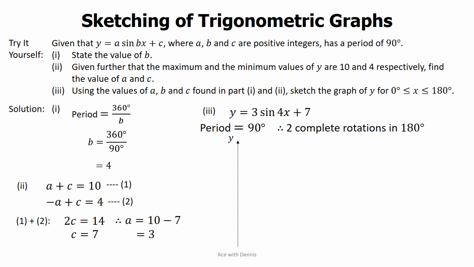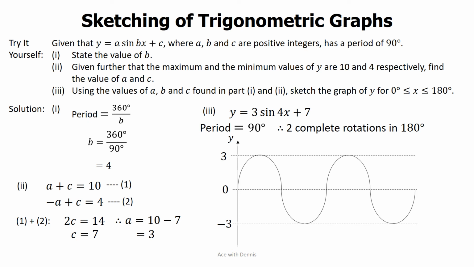Okay, now we can start to draw the graph. We draw the dotted line because there is a shifting. So this is 0. This is amplitude 3. Minimum is negative 3. Two rotations, so 1, 2. And then after that shifting, plus 7. So 0 becomes 7, 3 becomes 10, negative 3 becomes 4.